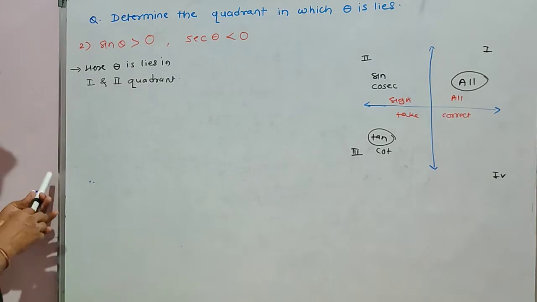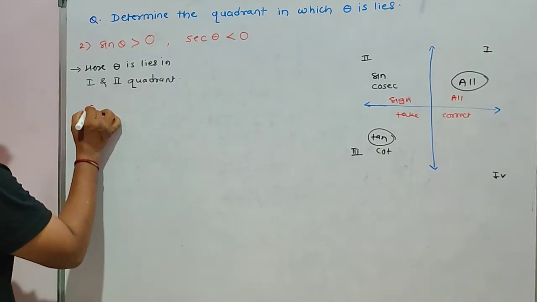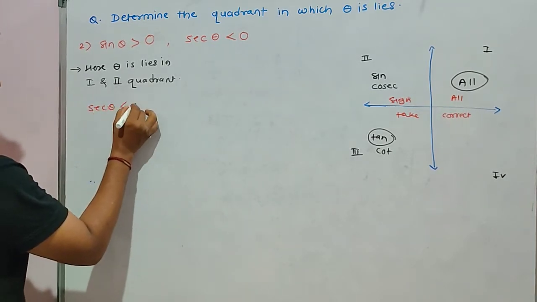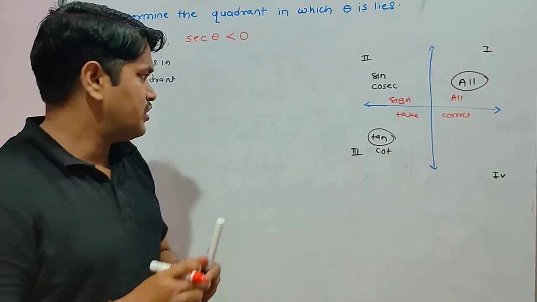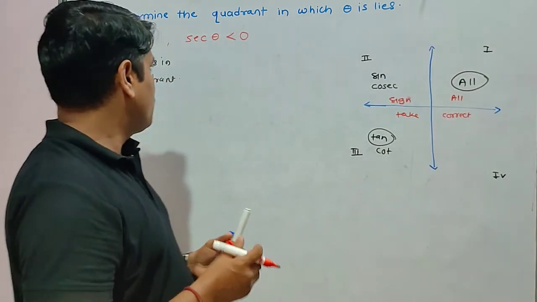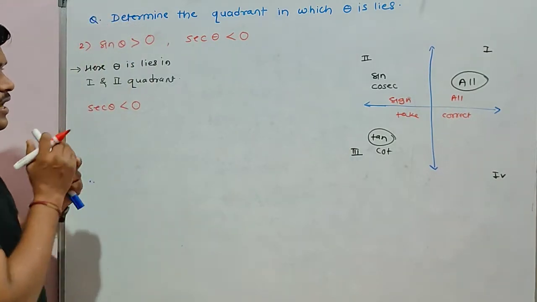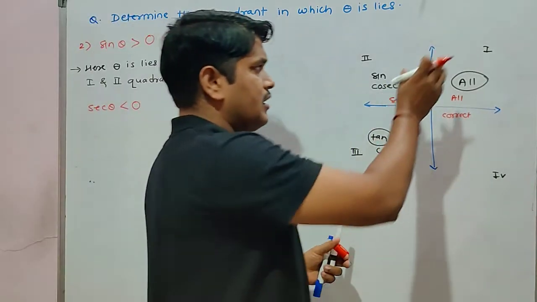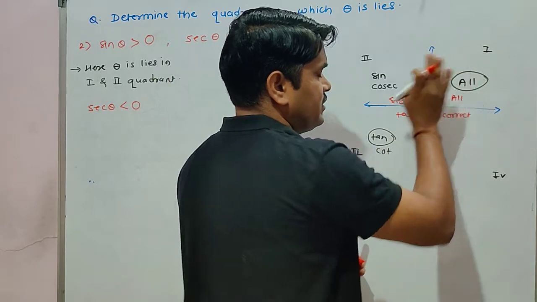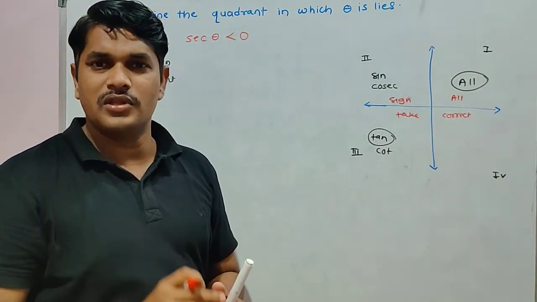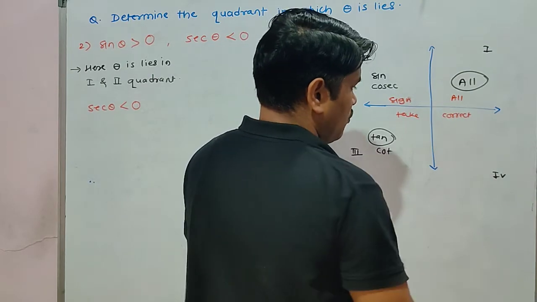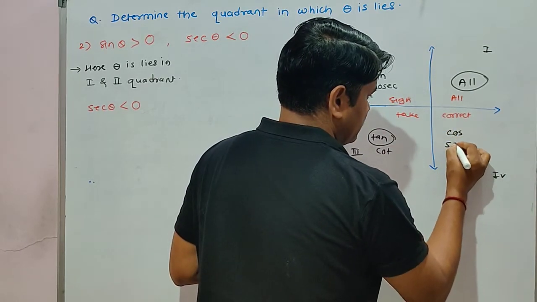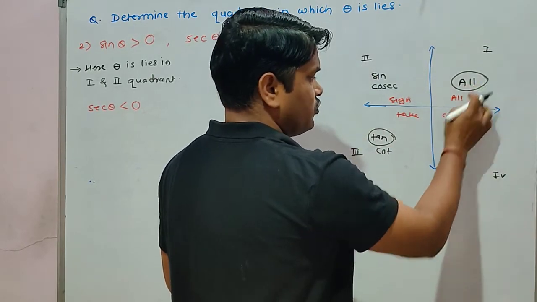Now for sec theta: sec theta is less than 0. Less than 0 means what? Negative. Sec theta should be negative. So in which quadrant is sec theta negative? We know that in the first quadrant sec theta is positive. And in the fourth quadrant we know that cos and its reciprocal sec are positive.